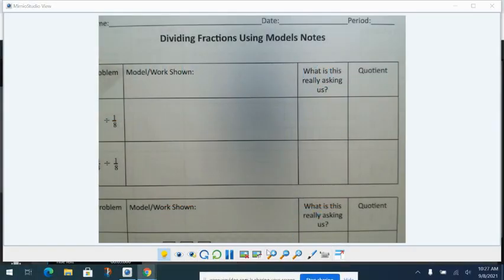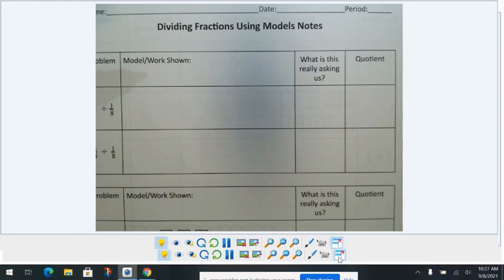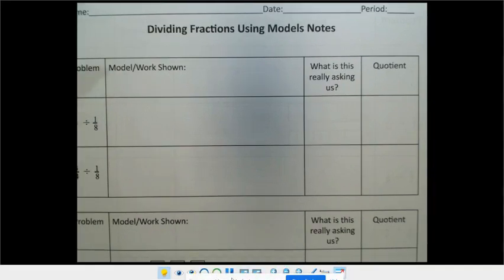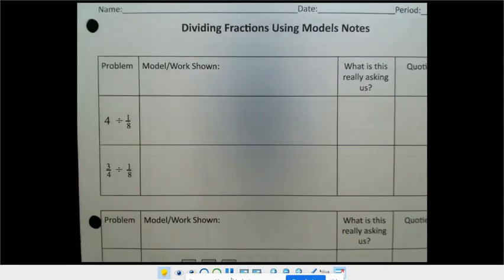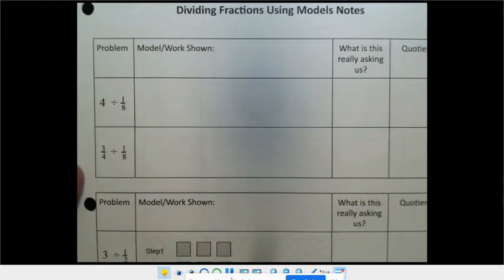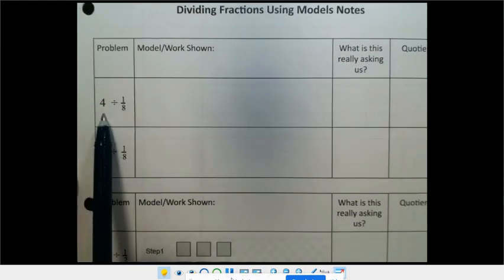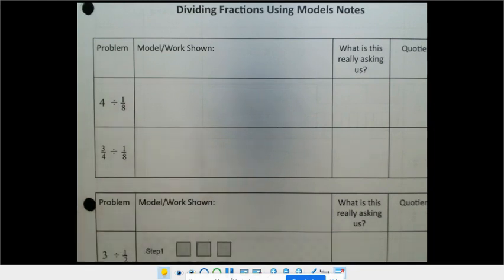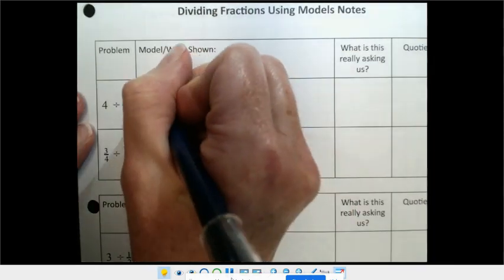Today I want to talk to you about how to divide fractions using models. So I have two examples here. I have a whole number and a fraction, and then I have two fractions. So for both of these, we're going to set up a model.